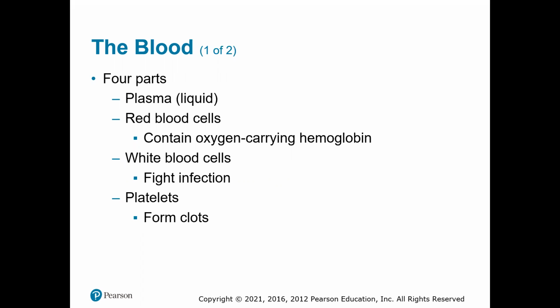Blood. There are four parts of blood. The plasma, or the liquid, is the largest part of the blood itself. Red blood cells carry oxygen through the hemoglobin. White blood cells, also known as leukocytes, are disease fighters, so they fight off infection. Platelets, also known as thrombocytes, help to form clots.